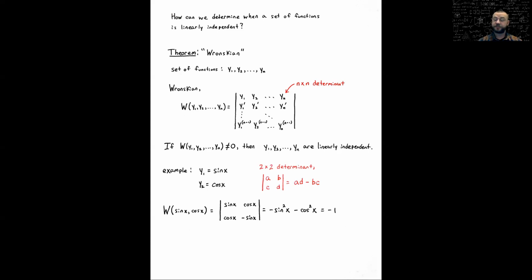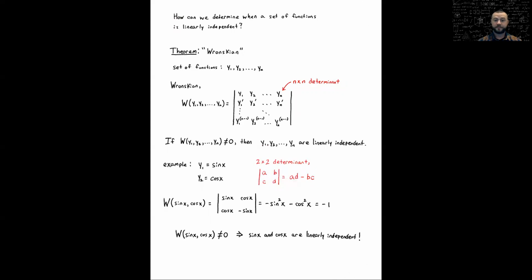Now, what does this tell us from our theorem? Well, -1 is not 0, which means these functions are linearly independent. Now, maybe you were intimidated with trying to calculate an n by n determinant, but for our course, we're only going to need this 2x2 determinant version, since we're only dealing with, for a second order ODE, 2 linearly independent solutions.